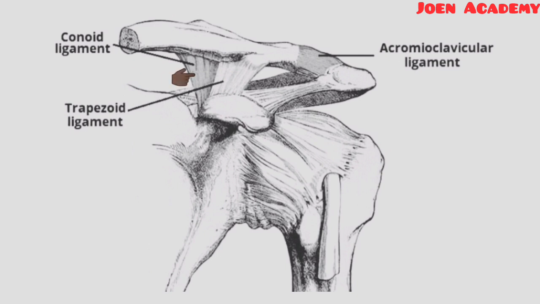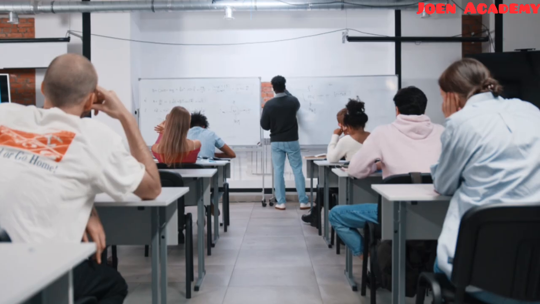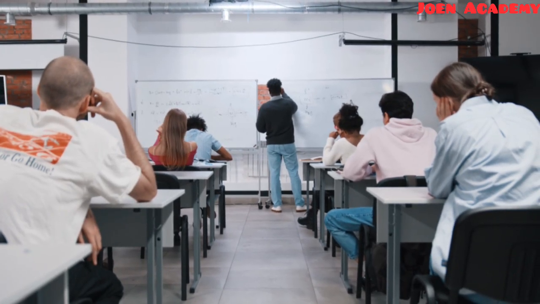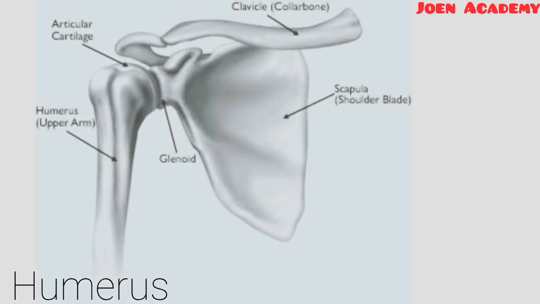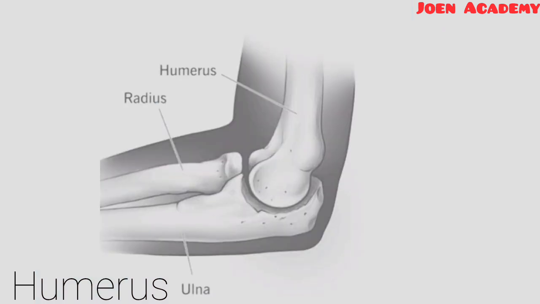The coracoclavicular ligament is a very strong structure, effectively suspending the weight of the upper limb from the clavicle. Having done justice to the clavicle, let's look at the humerus. The humerus is a long bone of the upper limb, which extends from the shoulder to the elbow. The proximal aspect of the humerus articulates with the glenoid fossa of the scapula, forming the glenohumeral joint, which is commonly known as the shoulder joint. Distally, at the elbow joint, the humerus articulates with the head of the radius and trochlear notch of the ulna.